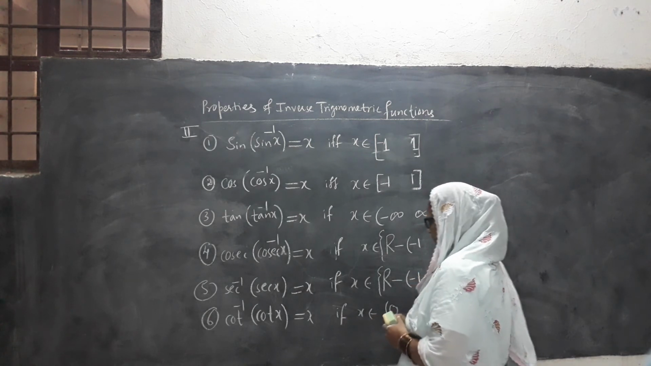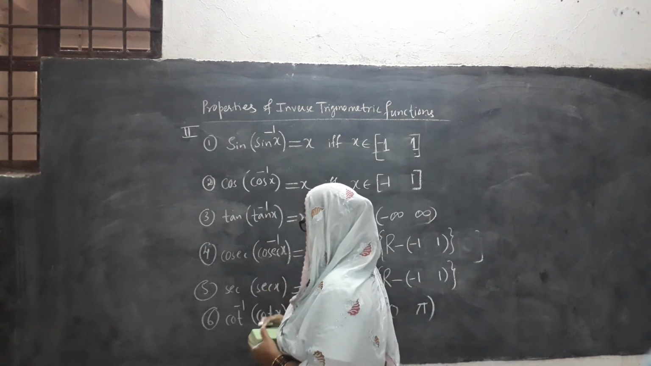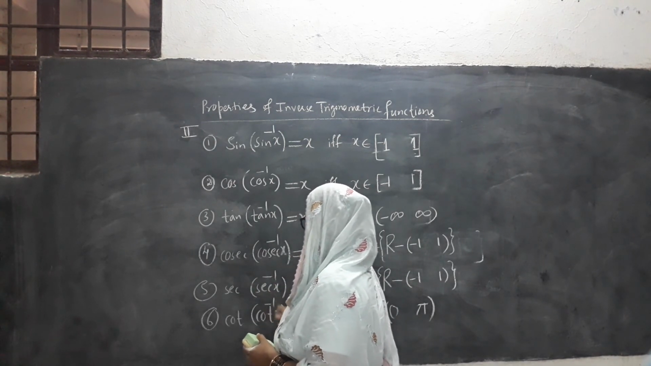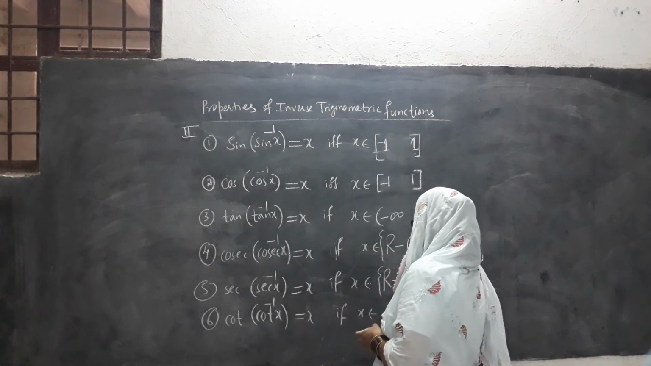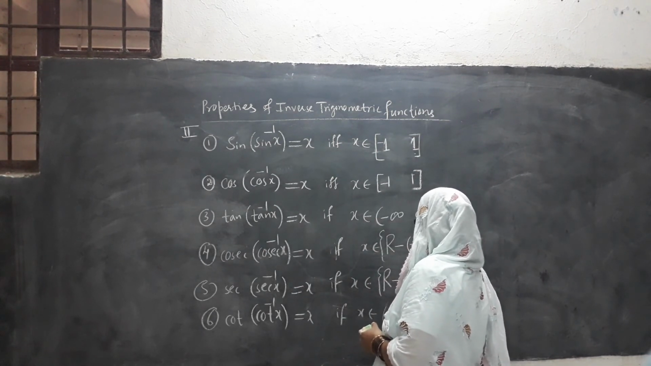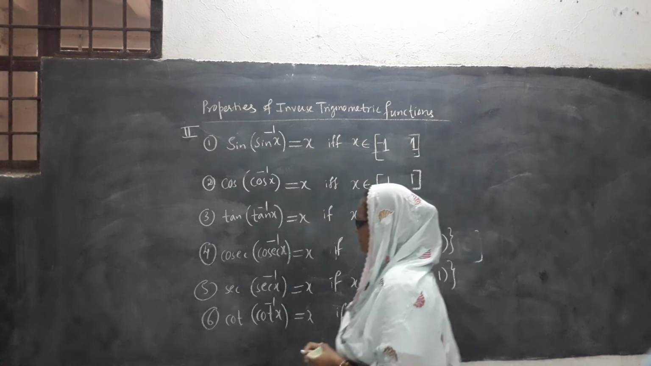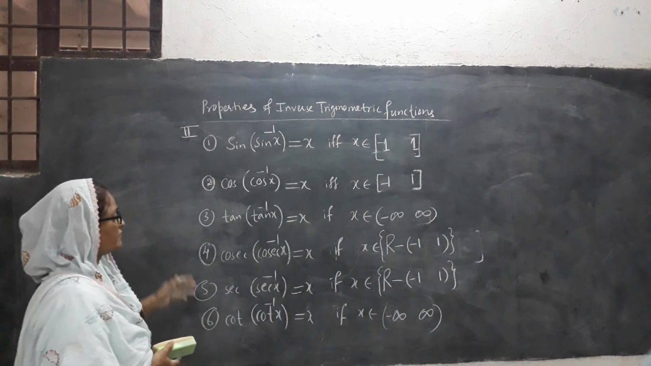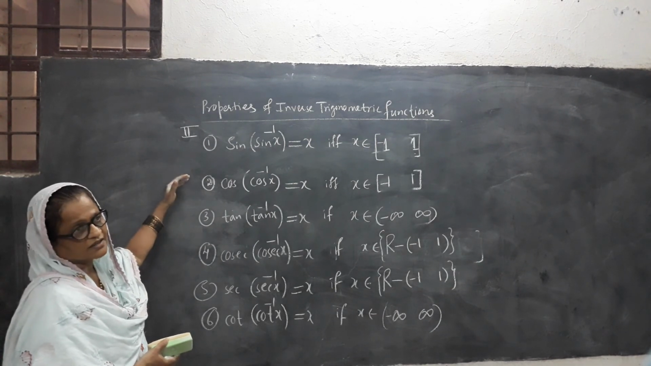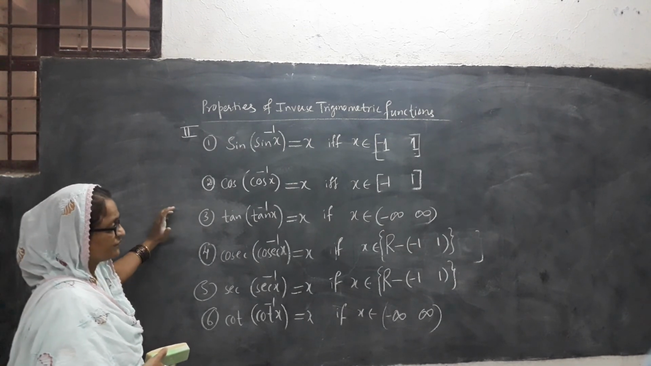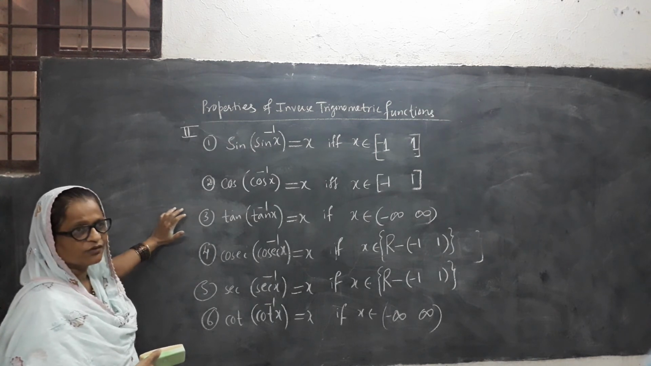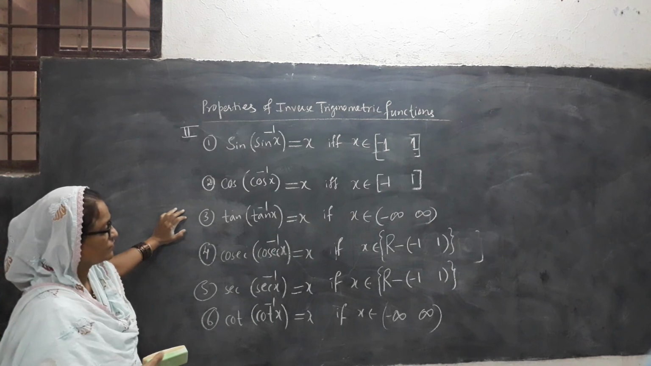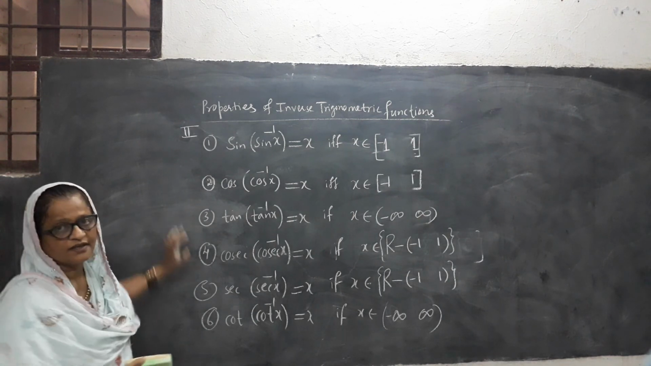Sec of sec inverse x, and cot of cot inverse x, where x belongs to minus infinity to plus infinity. So this you have to remember. These are the domains and ranges. Okay, these are the domains of the inverse functions. So this is the second type.